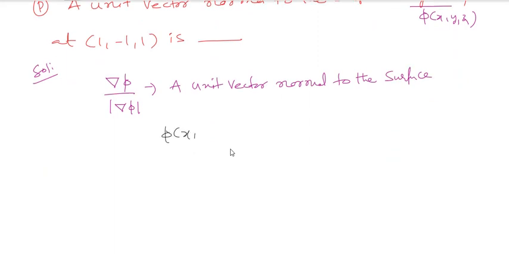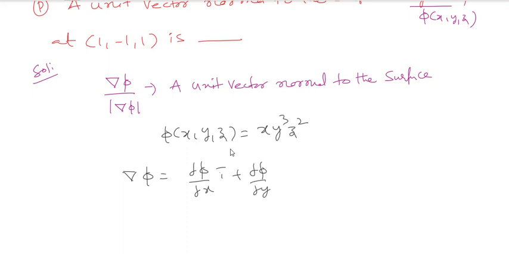So phi of x comma y comma z will be what? Phi of x comma y comma z is nothing but x y cube z square. So for this you need to calculate my del phi. Del phi you know that what? Dou phi by dou x into i bar plus dou phi by dou y into j bar plus dou phi by dou z into k bar. So just do this and substitute that value.